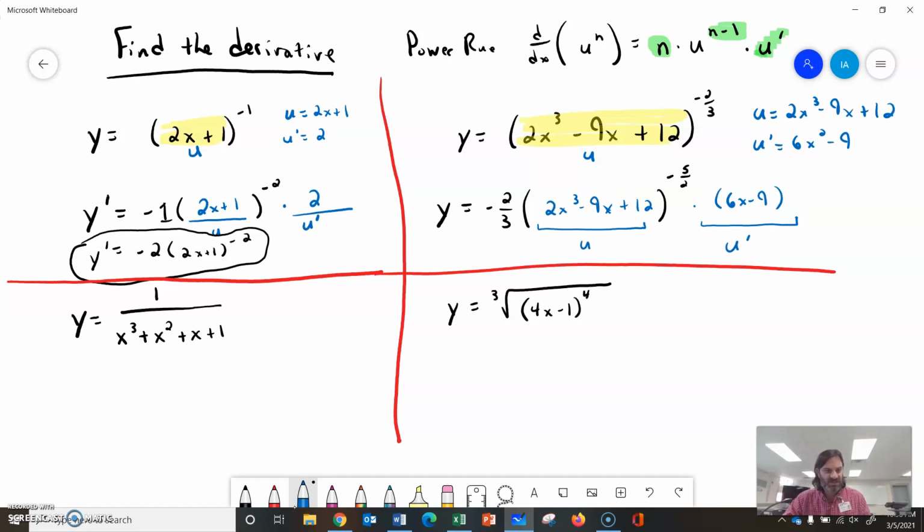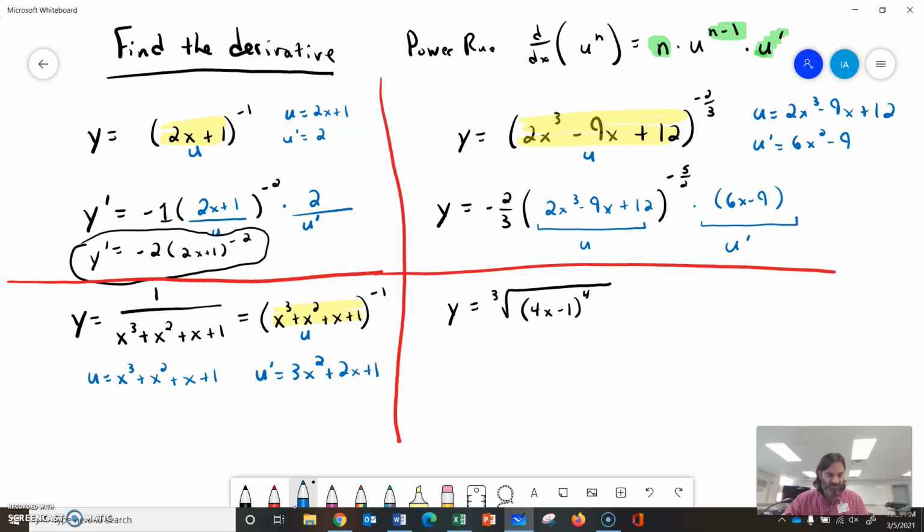Okay. The next one I have is y equals 1 over the fraction x cubed plus x squared plus x plus 1. This can be worked using a quotient rule. But we can also bring this whole thing up as one big unit, and it would be x cubed plus x squared plus x plus 1 to the negative 1. So you have a couple options here. But in the same sense, we've got something raised to a power, so that something inside there will be our u. So u is x cubed plus x squared plus x plus 1. And it means u prime will be 3x squared plus 2x plus 1.